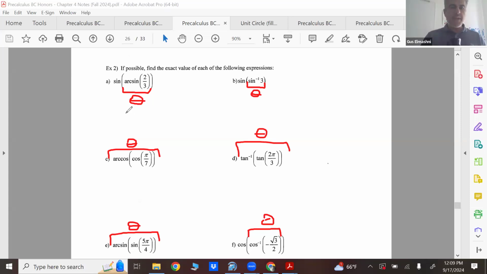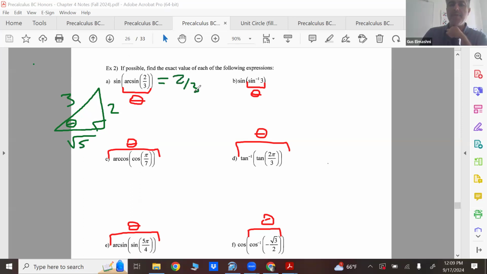So let's take a look at A. Here's how I'd approach this one. I draw a right triangle. Call that theta. What's my opposite side? What's my hypotenuse? What's my other leg? Root 5. But what's the sine of all that? It's still going to be 2/3. Right? Because that's what this represents.